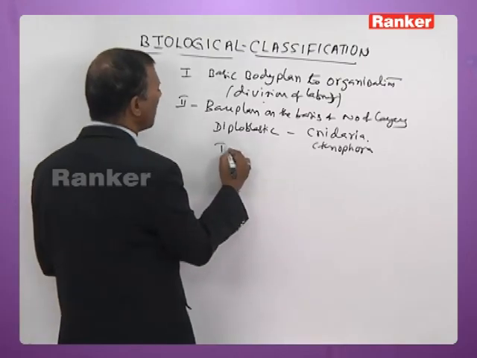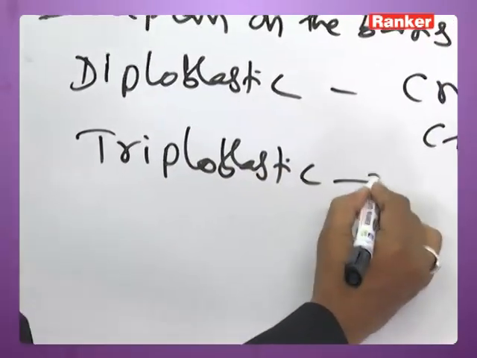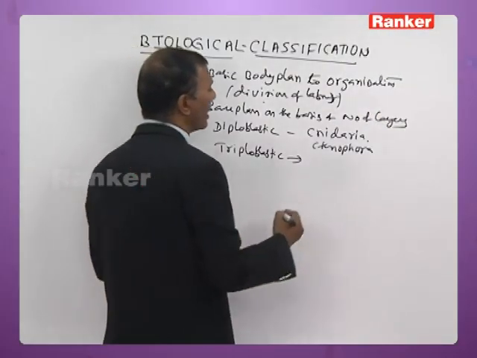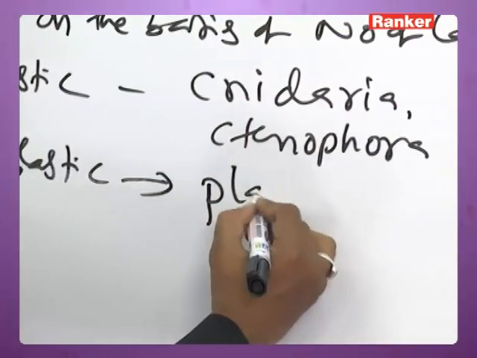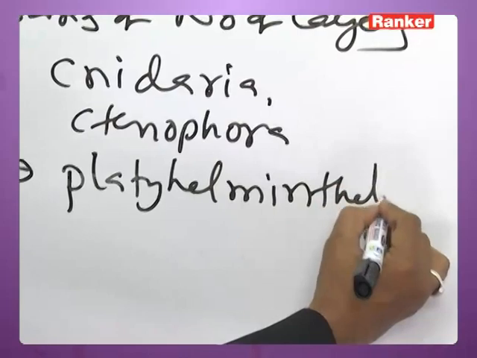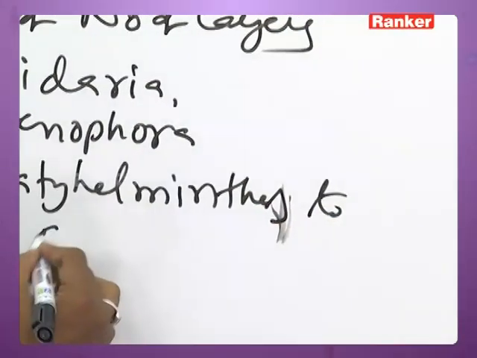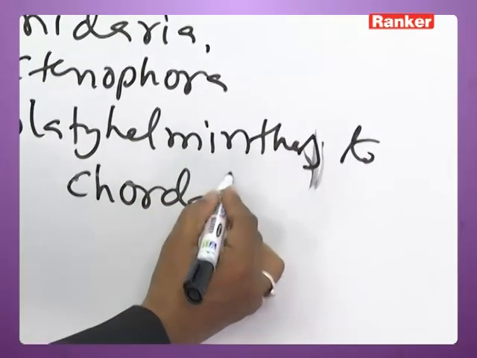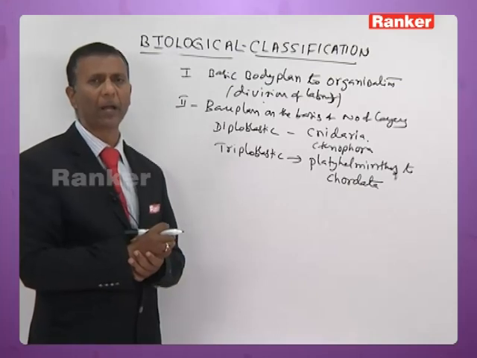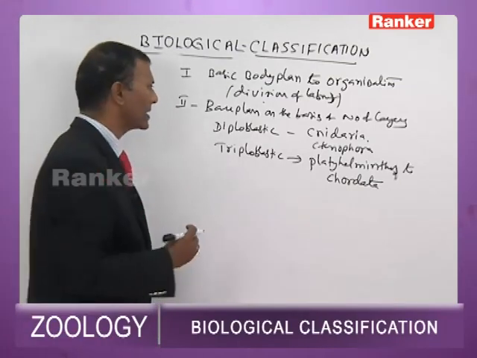Then you have triploblastic organization. Triploblastic organization is noticed right from Platyhelminthes onwards till phylum Chordata. So there is a BOP plan based on the number of layers, triploblastic animals and diploblastic animals.